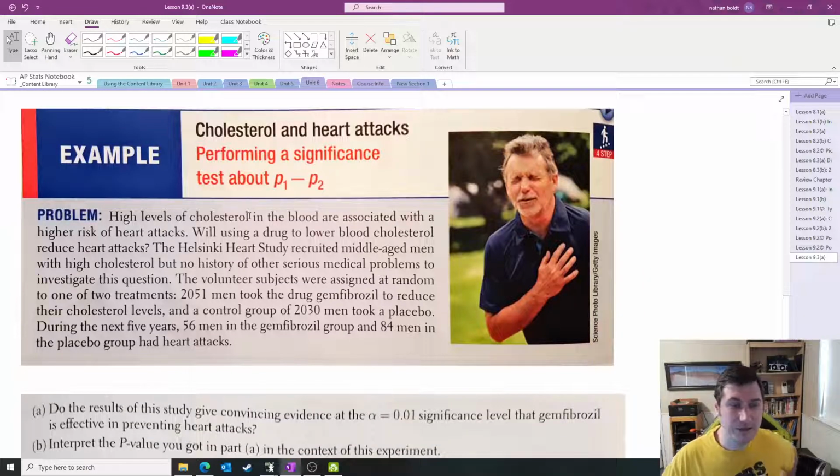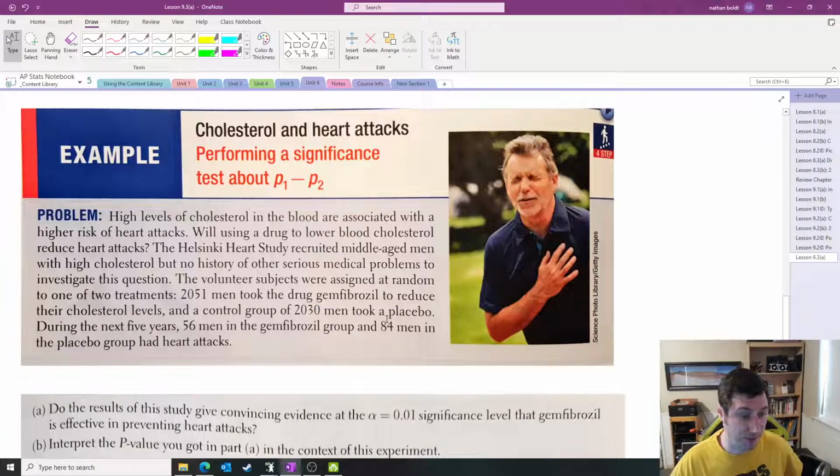So high levels of cholesterol in the blood are associated with a higher risk of heart attacks. Will using a drug to lower blood pressure or lower blood cholesterol reduce heart attacks? The Helsinki Heart Study recruited middle-aged men with high cholesterol but no history of other serious medical conditions to investigate this question. The volunteer subjects were assigned at random to one of two treatments. 2051 took the drug gemfibrozil to reduce their cholesterol levels, and a control group of 2,030 men took a placebo.